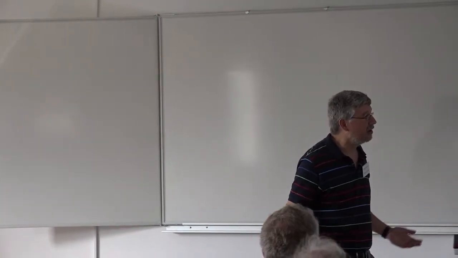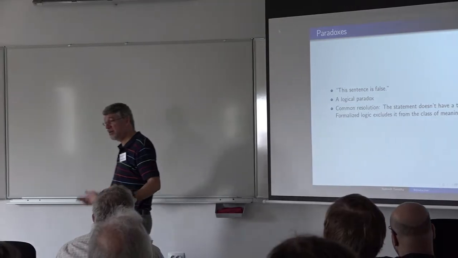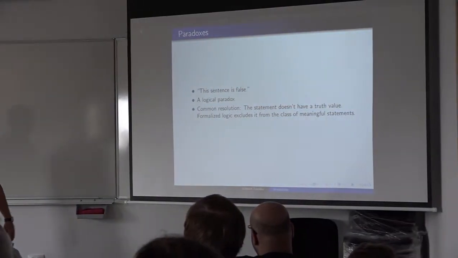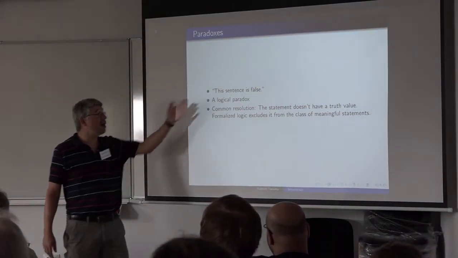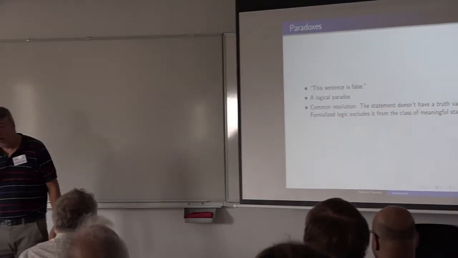Obviously it's a logical paradox. If it's true, then its content must be the case, so it must be false, contradiction. But if it is false, then its content is obviously true, so it must be true, contradiction. What can you do?